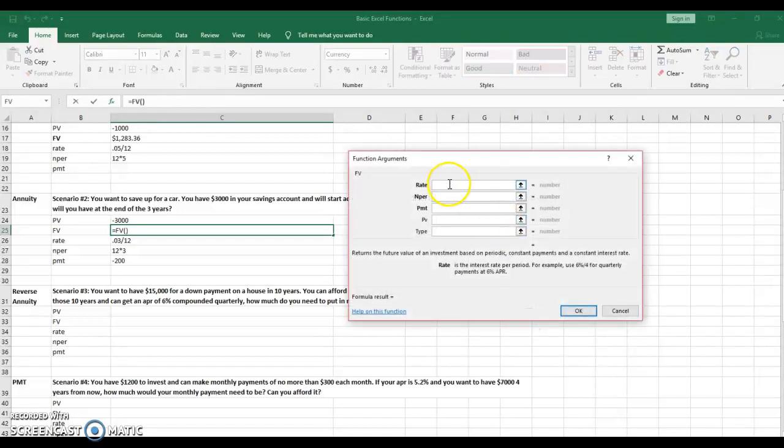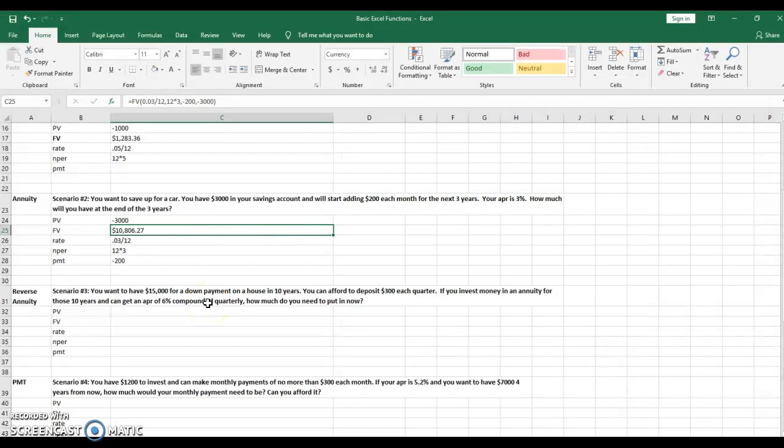And then fill it in. It's going to be 0.03 divided by 12, 12 times 3. Your payment is negative $200. And PV is negative $3,000. Say OK. And it will tell you that your future value after 3 years would be $10,806.27. Okay, not too bad.